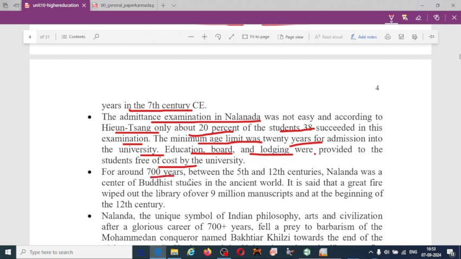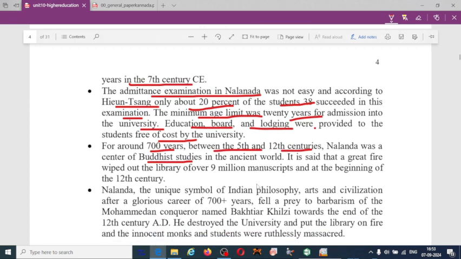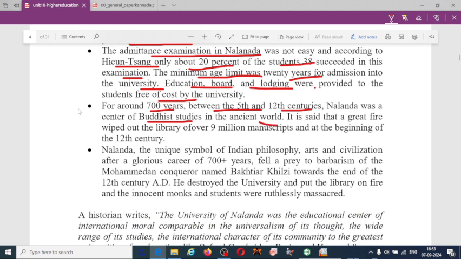For around 700 years between the 5th and 12th century, Nalanda was a center of Buddhist studies in the ancient world. It is said that a great fire wiped out the library of over 9 million manuscripts at the beginning of the 12th century. So there were manuscripts written by the great scholars or the student gurus at that time. So they all were wiped out. The library of over 9 million manuscripts, you can imagine.